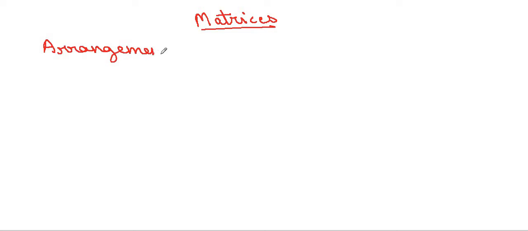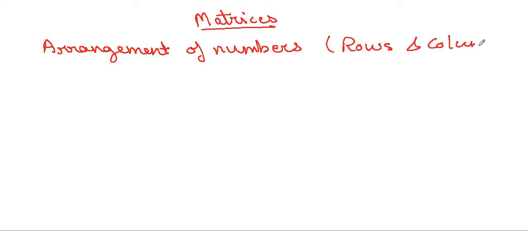Okay, so if we talk about a matrix, it is nothing but a simple arrangement of numbers in the form of rows and columns. Like you have seen the arrangement in an Excel sheet, the same way the numbers are arranged in rows and columns, that is called a matrix, right?